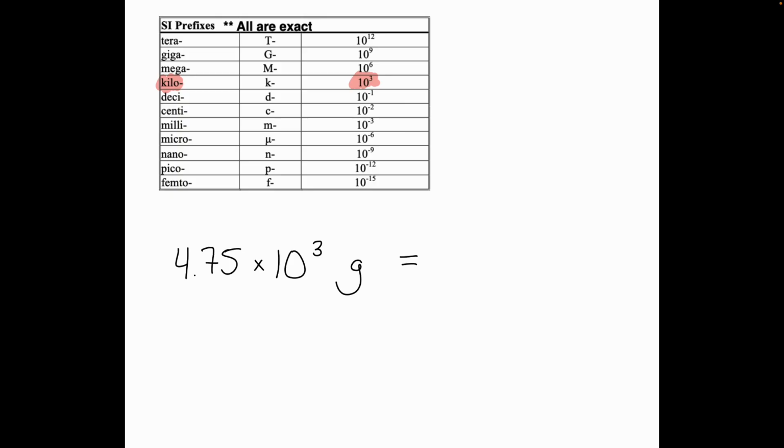So that means that in our measurement here of 4.7 times 10 to the 3 grams, we can replace that and make this 4.7 kilograms, where again, that kilo stands for that 10 to the 3. All right, and all that does is make it more convenient to deal with that unit. Now it's a nice number to deal with. I don't have this 10 to the 3 business on the back end to worry about.